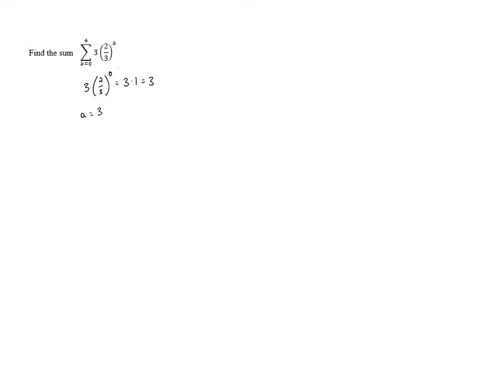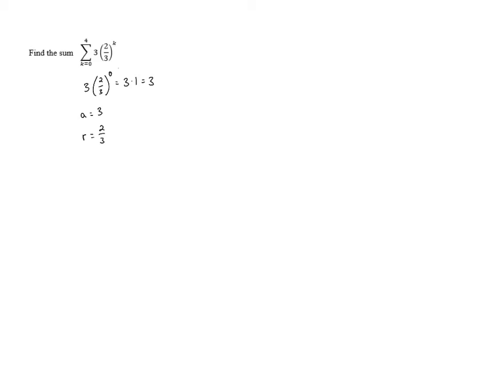And this is a geometric sequence because as we move from term to term, we multiply by 2/3 to get to the next one. So when k equals 1, which technically corresponds to the second term, we've got 3, the first term, times 2/3. And then when k equals 2, we multiply that by another 2/3, etc. So here, the common ratio is 2/3.